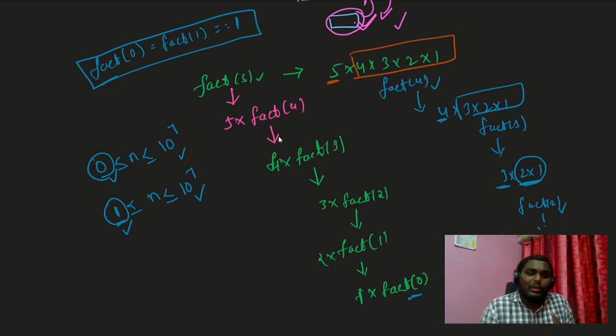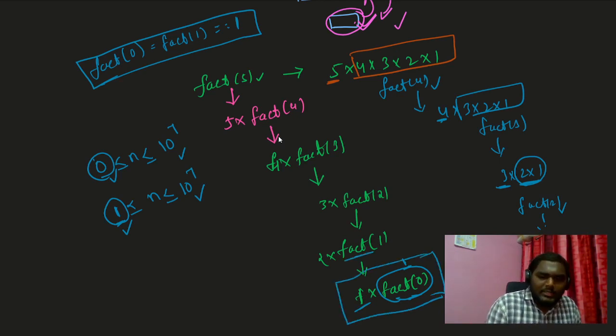And you know that fact of 0 and fact of 1 equal 1. So what you will do for this is simply return a 1. Now it's 1 into 1, it's a 1. Who called this particular call? That is this fact of 1, right? So you will simply return 1 to this.